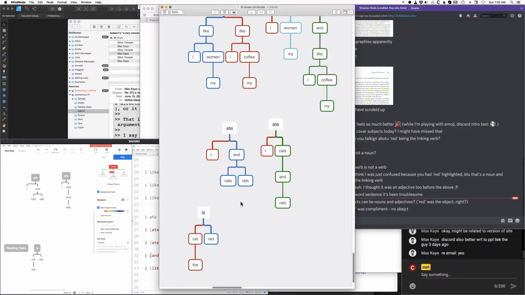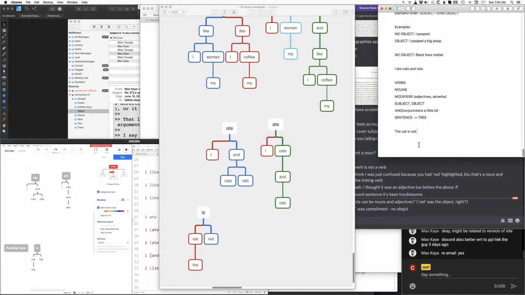And so when you have an action verb, the object is always a noun. It can only be a noun. But with a linking verb, the complement can be a noun or an adjective. Like here we have red, an adjective. You can also say, Joe is a giant. You want to do a tree for this?